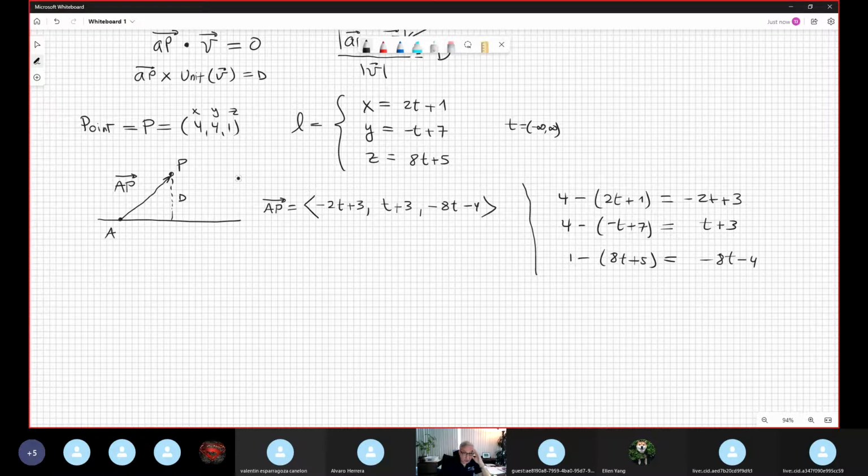Okay. Now, remember our direction vector B is the vector (2, negative 1, 8). Where does this come from? Well, this is the parametric equation.